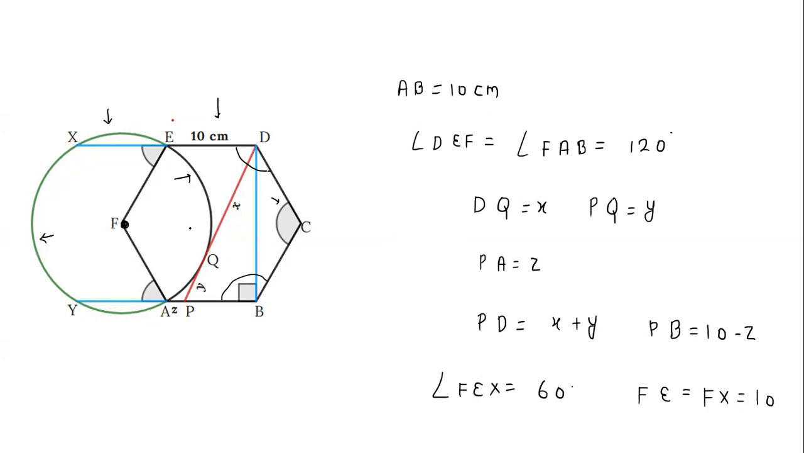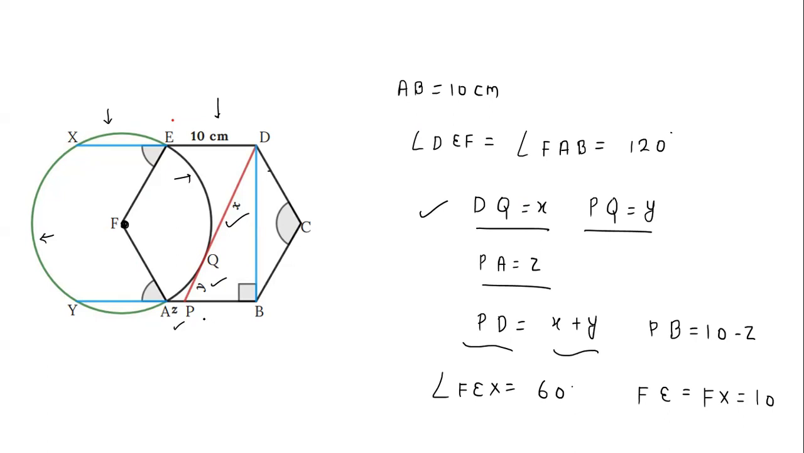And let's assume DQ is equal to x. So this is D and this is point Q, and let's assume that DQ length is equal to x. This is the point P and this is the point Q, and assume PQ length is equal to y. So this is our x length and this is our y length, and also assume this PA length equal to z. So we assume these three lengths. And now you can see that PD, which is the red line length, is equal to x plus y.